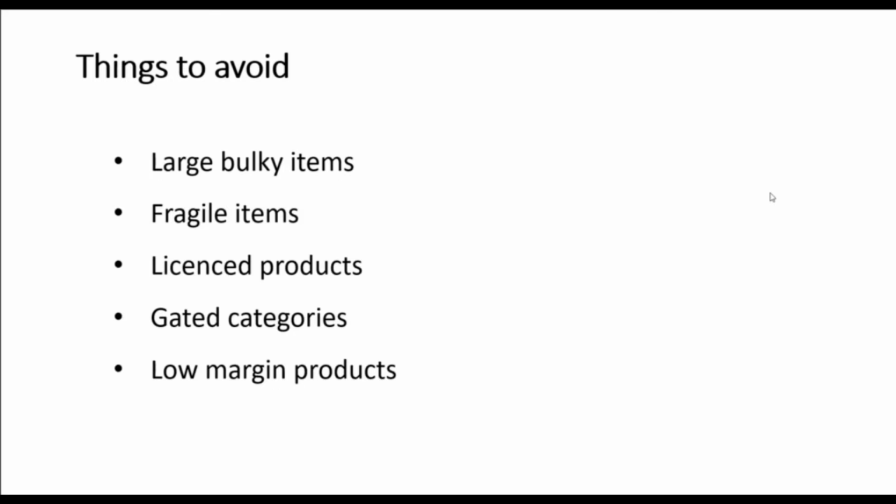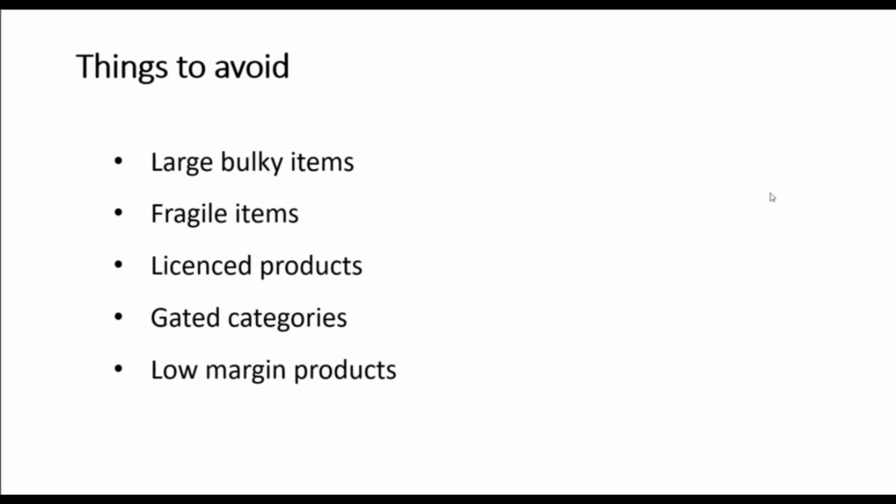From my experience, here are some rules of thumb of products to avoid. Large bulky items like furniture are difficult to post and expensive to store. Furniture, for example, is usually sized outside the normal range of size for couriers, which means it is very expensive to ship. You should also avoid fragile items.